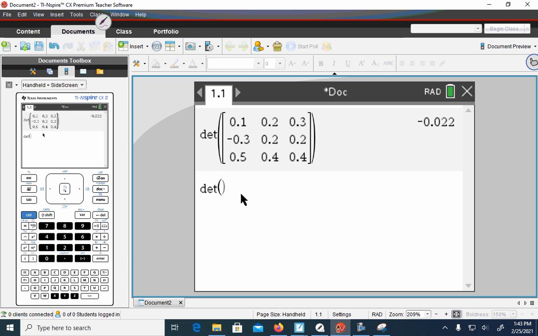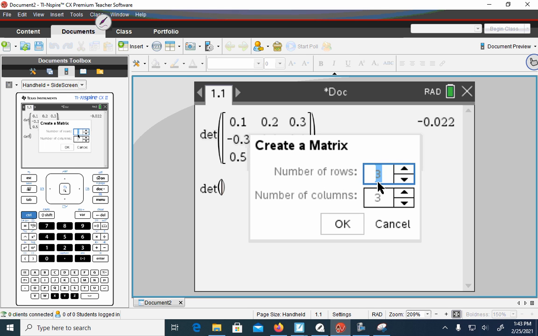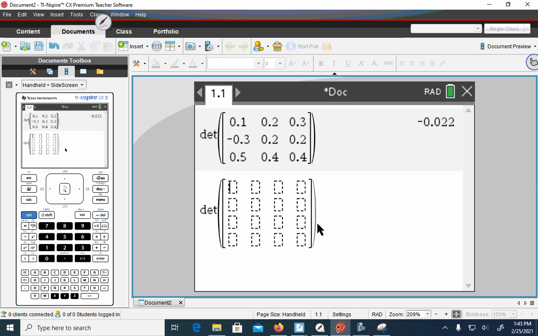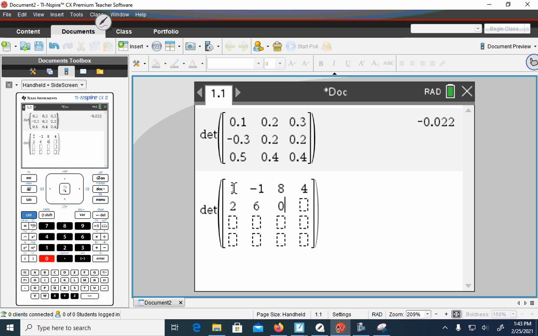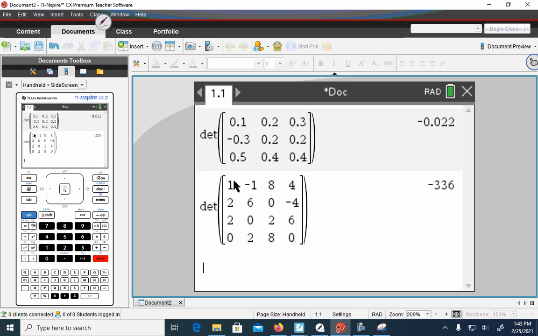Number 3 is determinant, pushing the one that I get to change the dimensions. And this matrix C happens to be a 4 by 4. So I'm going to change those dimensions to 4 by 4. Hit OK, typing in those numbers exactly the way I see them without making a mistake. I hit enter and I get negative 336, which is the correct answer.